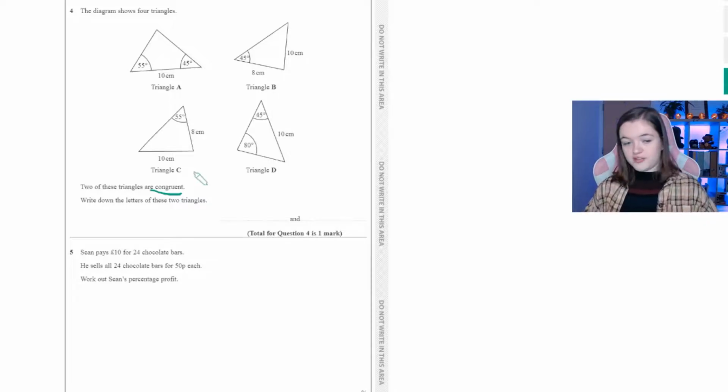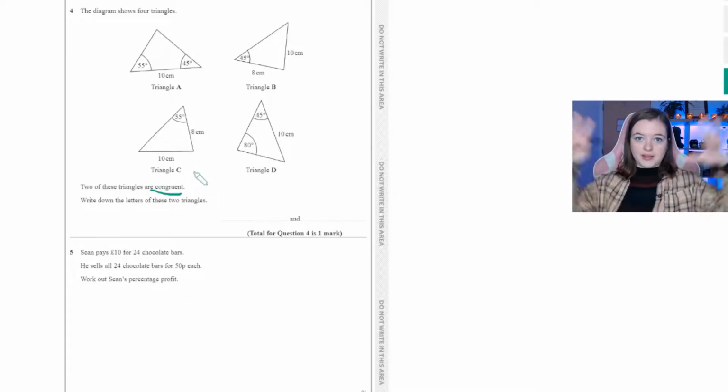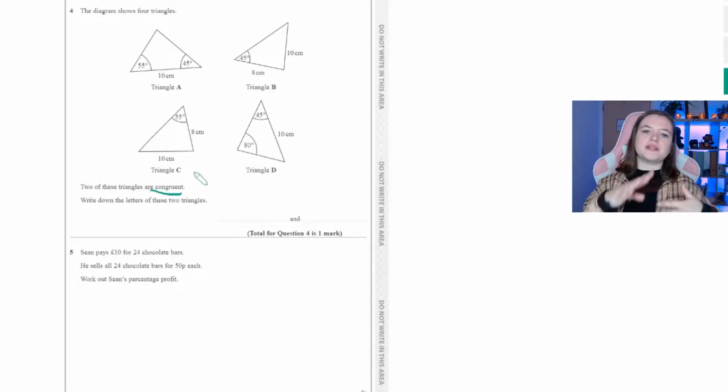What's not to be confused with is congruent and similar. A similar triangle will have all the same angles, but it'll be bigger or smaller, so it'll be enlarged, right? It'll have different side lengths, but same angles. Congruent triangles, same length, same angles. Similar, just same angles, different sides. So we're looking for 2 triangles that have the same side lengths and the same angles.